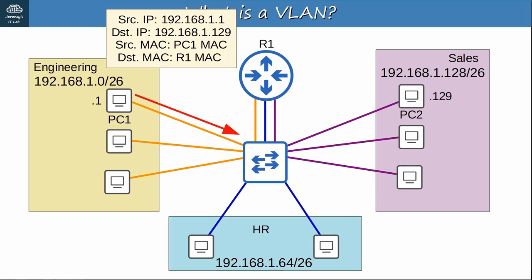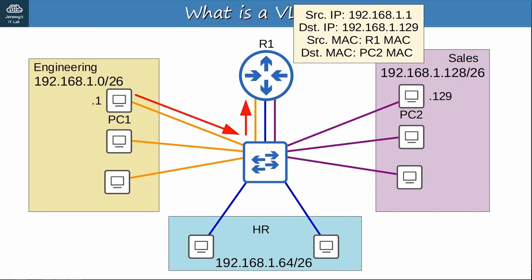PC1 will forward the frame to the switch, which will send it to R1, which will then change the source MAC to its own MAC and the destination MAC to PC2's MAC. It will then forward the frame back to the switch, which will then forward it to the destination, PC2. Okay, so instead of PC1 being able to send traffic directly to PC2, we forced it to send the traffic through R1 first, where we would have configured some security policies and such to control exactly what traffic is allowed to pass between these subnets.